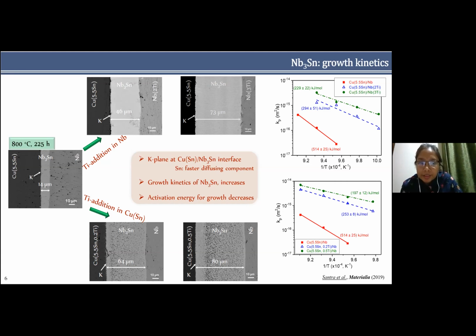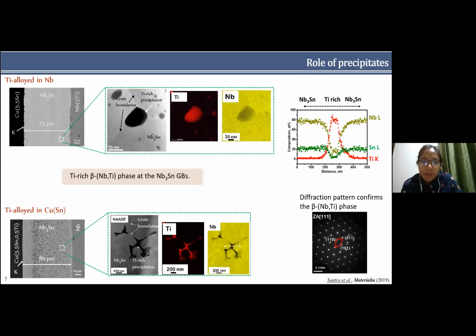Since the size of these dark contrasted features was on the nanometer scale, we tried to probe the microchemistry and the crystal structure of them, or rather what these precipitates could be, using the transmission electron microscope. What we saw was that the dark contrasted features were very rich in titanium, as you can see in the composition plot, where niobium, tin, and titanium are shown, titanium in red.